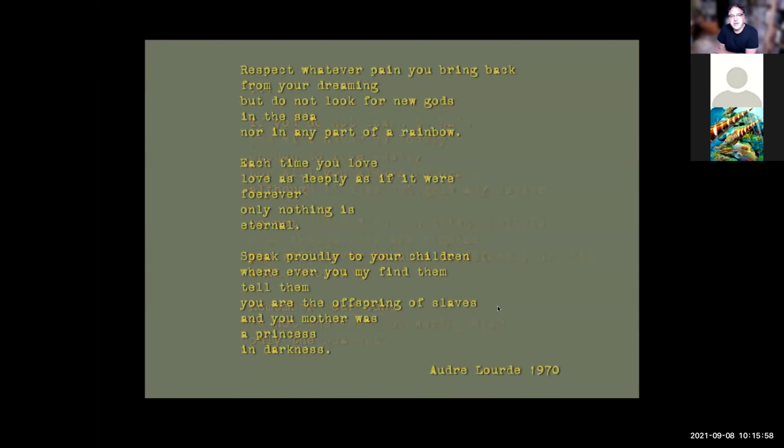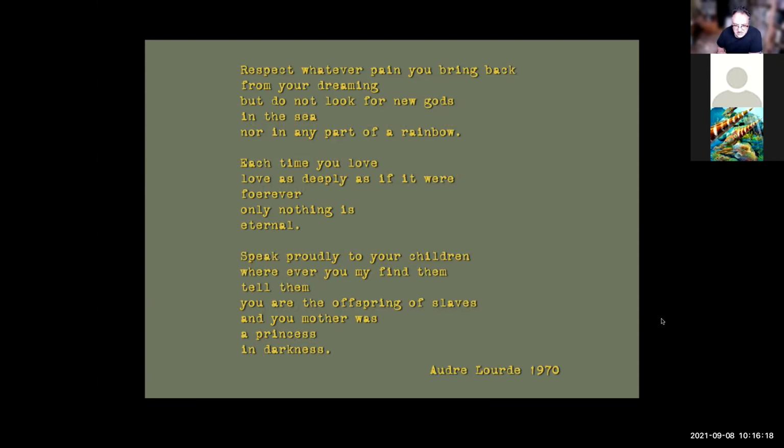Here we go. And respect whatever pain you bring back from your dreaming, but do not look for new gods in the sea, nor in any part of a rainbow. Each time you love, love as deeply as if it were forever, only nothing is eternal. Speak proudly to your children wherever you may find them, and tell them you are the offspring of slaves and your mother was a princess in darkness.